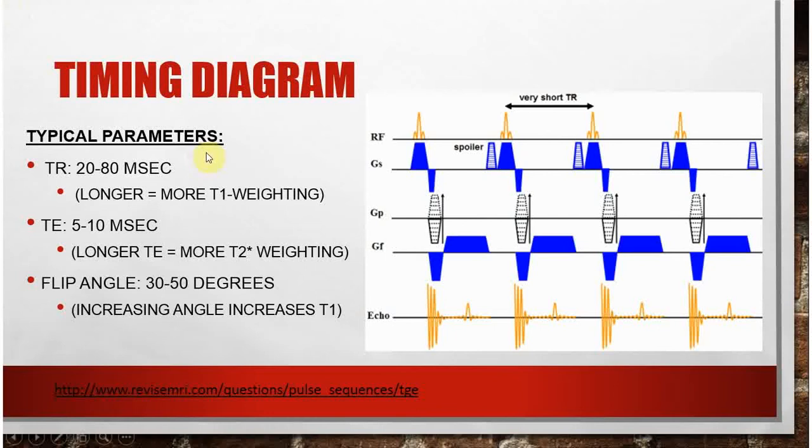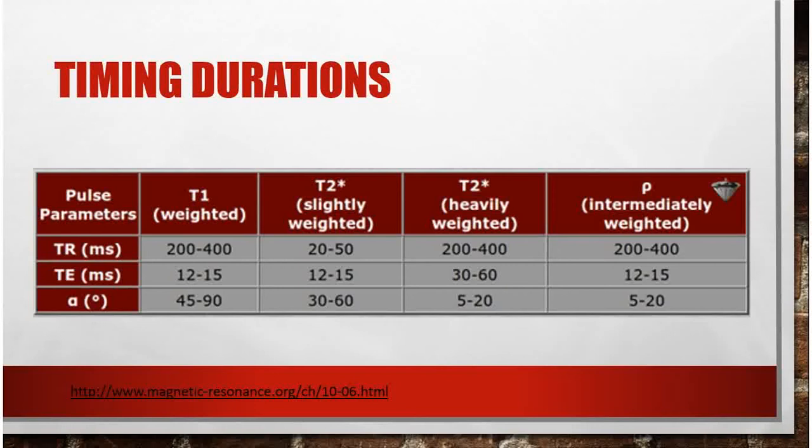So typical parameters are like the TR to be 20 to 80 milliseconds. For example, giving a longer TR gives a more T1 weighted image. And typical TE is from 5 to 10 milliseconds. One can give a longer TE, which will result in a more T2 star weighted image. And flip angle is between 30 to 50 degrees in general. So using different parameters, one can obtain different weights.